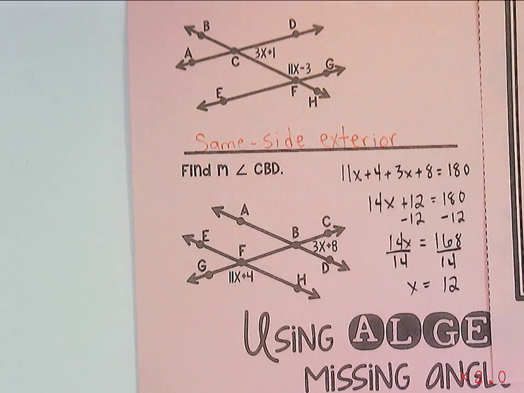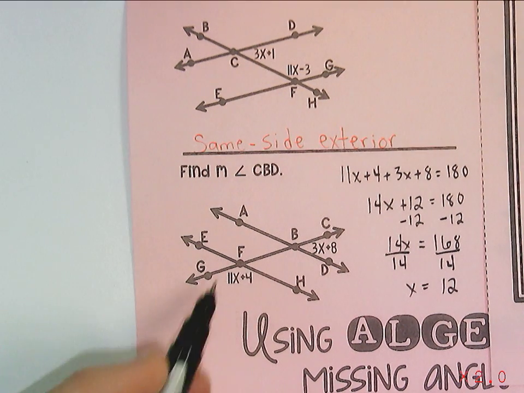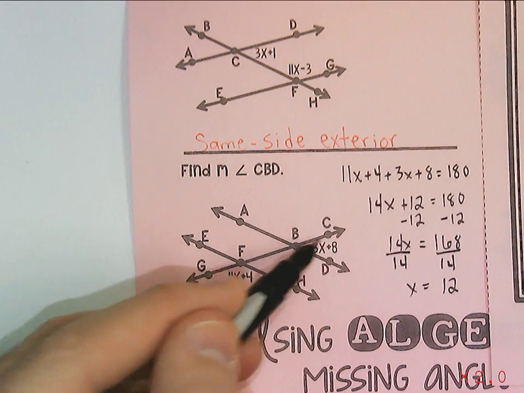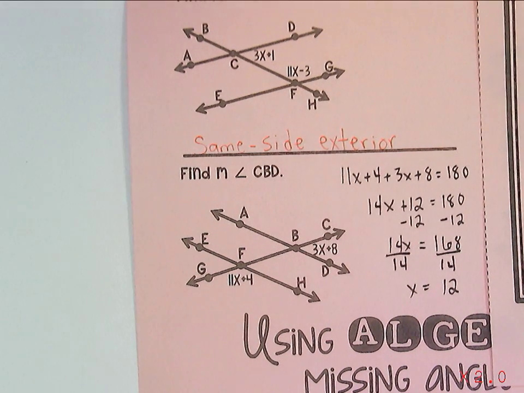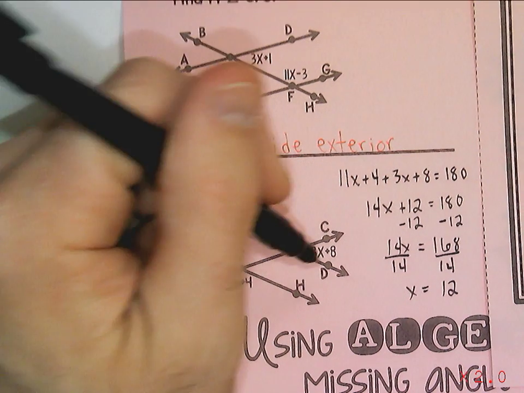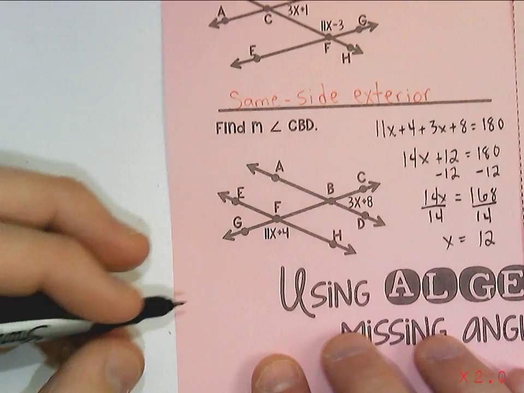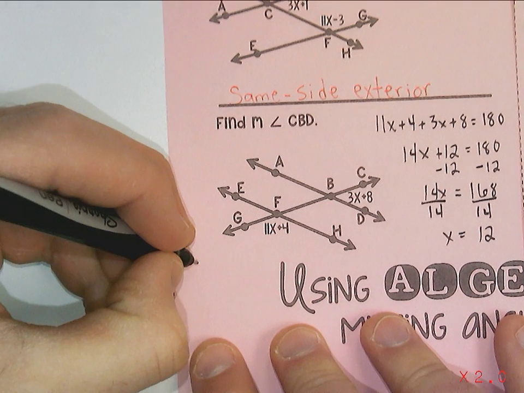Now we're going to have to plug these in and find the measure of these angles, and whatever we find, this angle here, so GFH, and the angle CBD should add up to 180 degrees since they are supplementary. They're same side exterior, but they're also supplementary angles. So I'm just going to work down here a little bit.